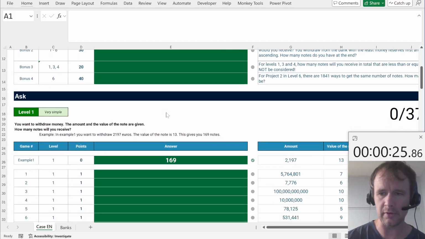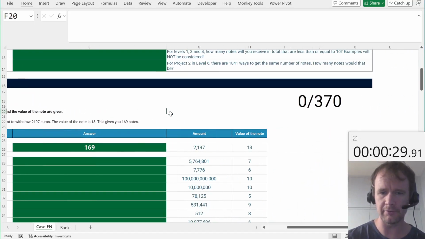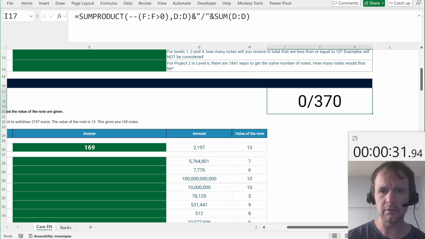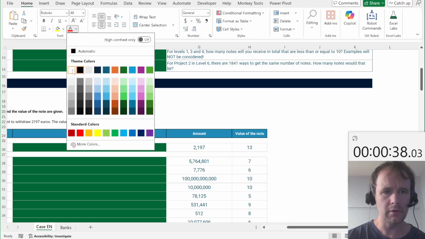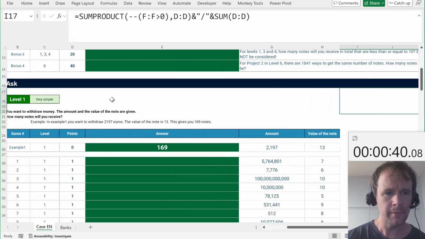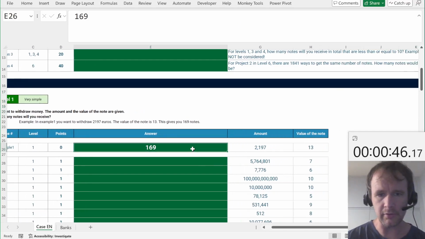I'm going to just get into the levels first to get oriented. I guess I'm going to hide the feedback. Oh, that's interesting. Anyway, I'll just make that white for now. All right. So you want to withdraw money. The amount and the value of the notes are given. How many notes will you receive? So I guess these just all divide in evenly. Yes.